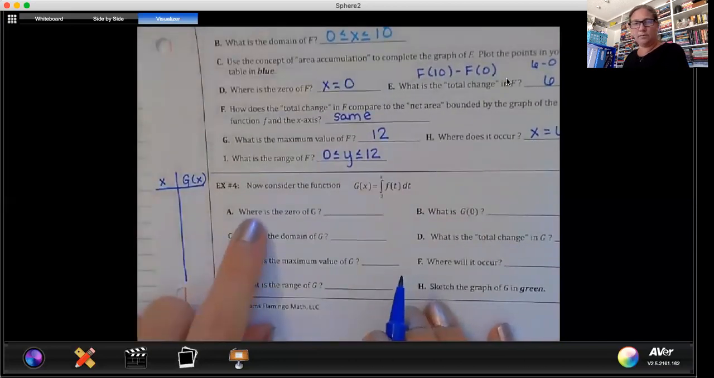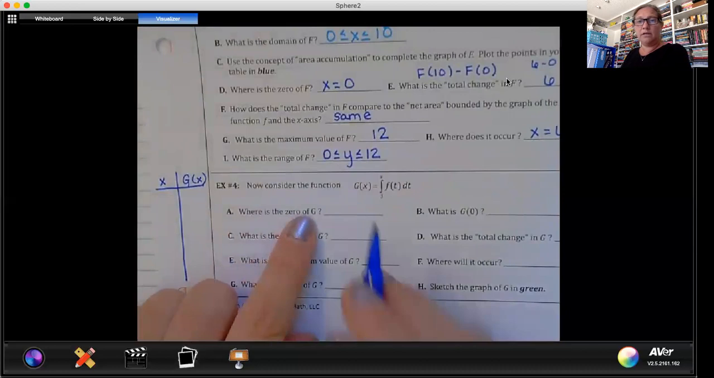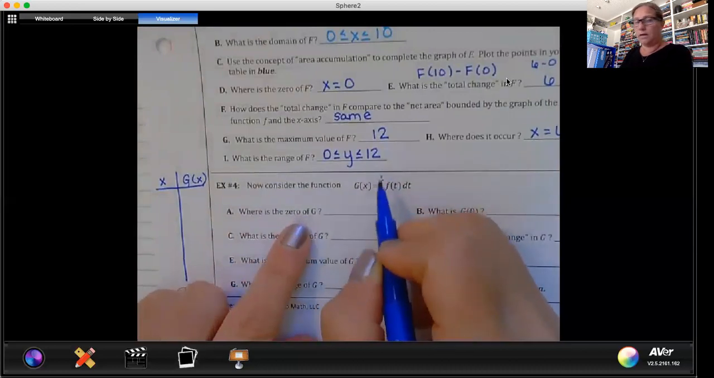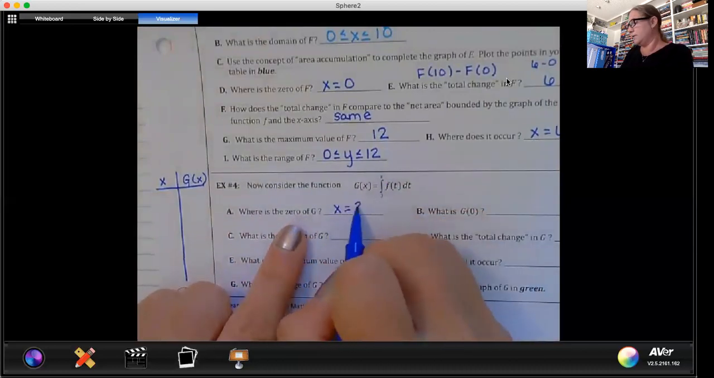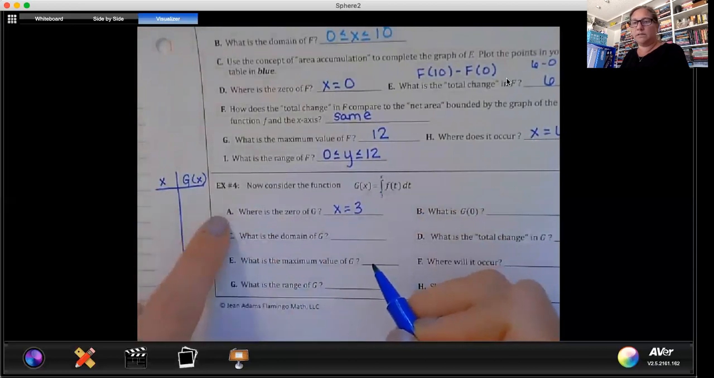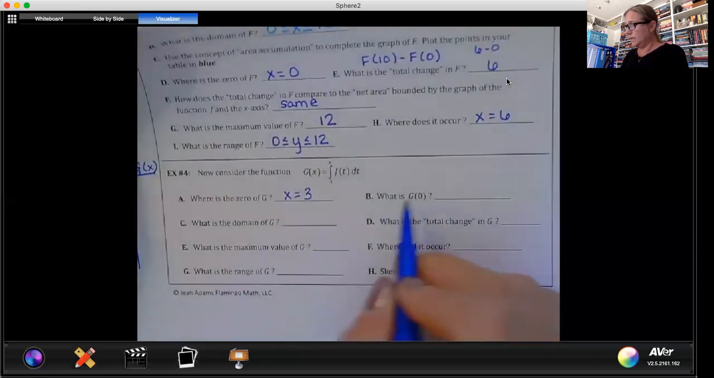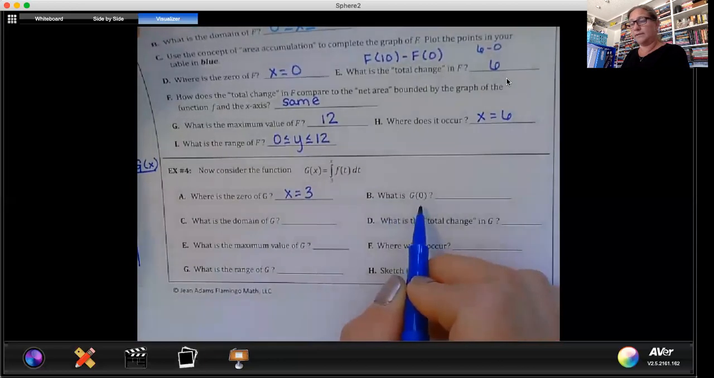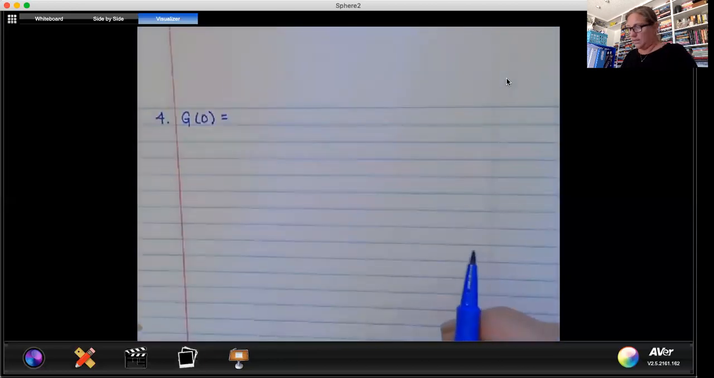Now this one's pretty simple. Where is the 0 of g? The 0 occurs where the top and the bottom are equal, so that's at x equals 3. So we know in our chart we should get 3, 0. And g of 0 is the first one we're going to find, so we should be able to fill that in fairly quickly as well.